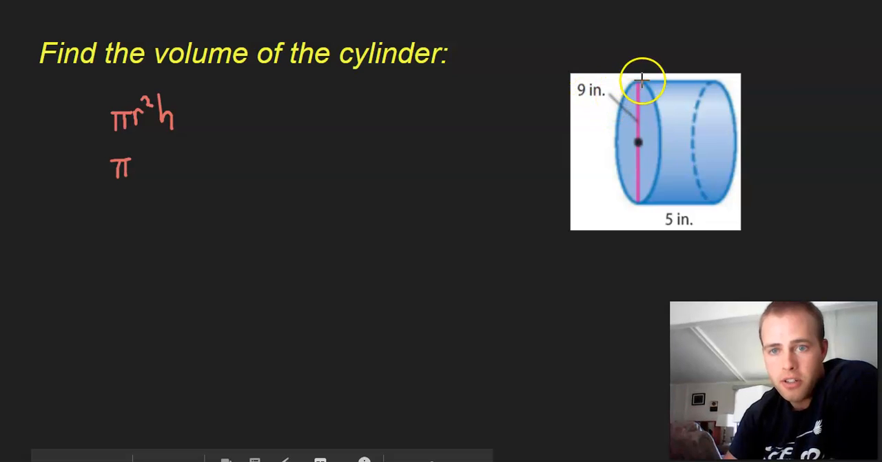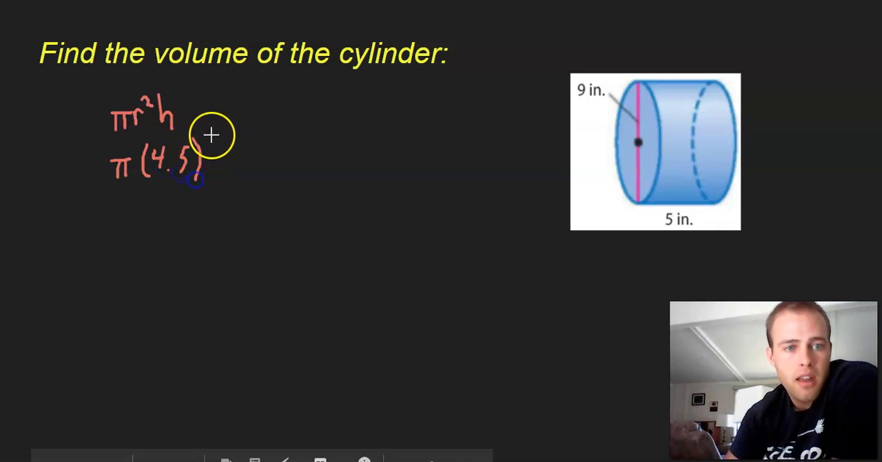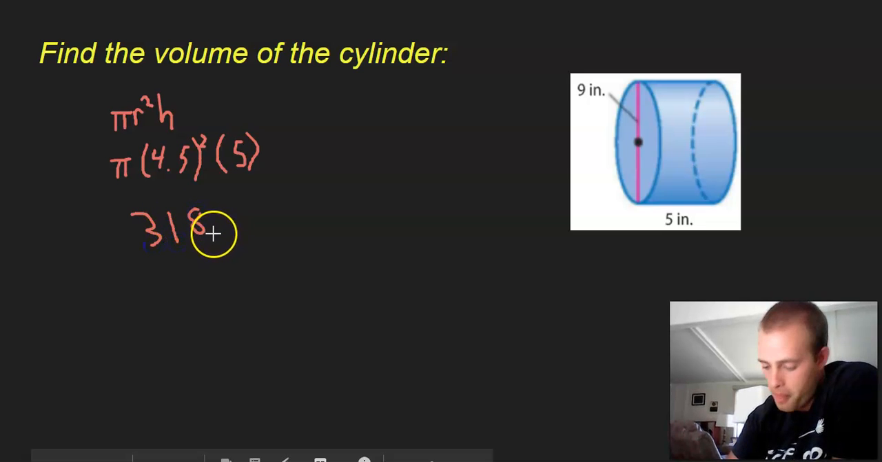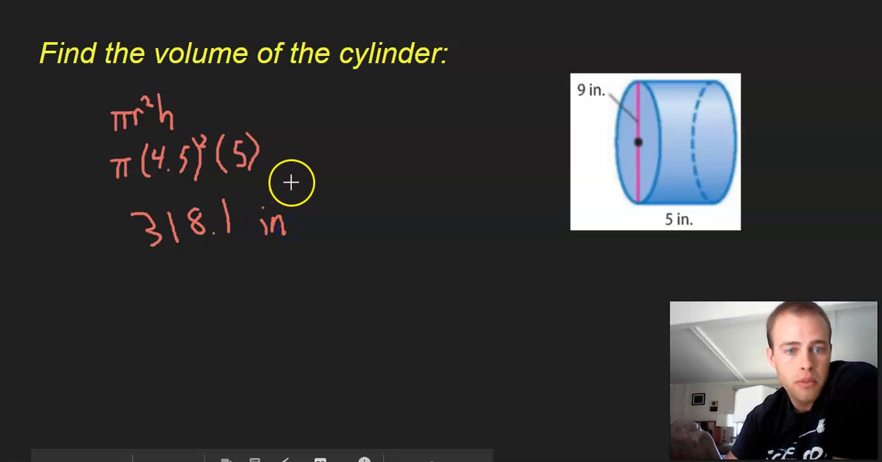Now, this pink line is depicting that 9 inches goes with the whole diameter. So our radius is half of that, 4.5. And we take that times the height, which is 5. Very easy, as long as you know how to use a calculator. 318.1. We could round to anything since it doesn't tell us. Inches cubed.